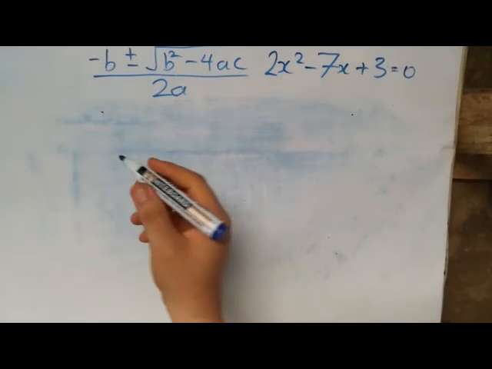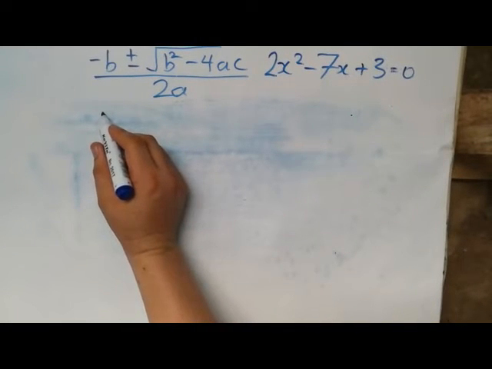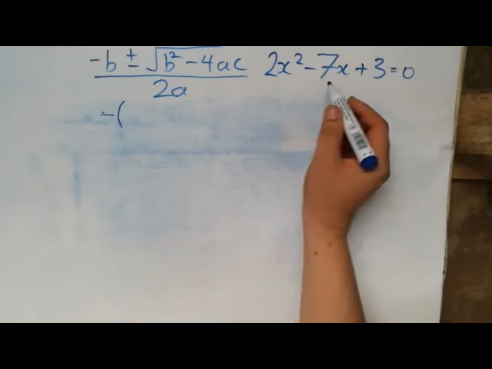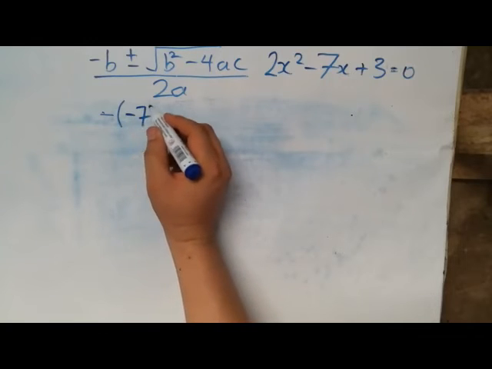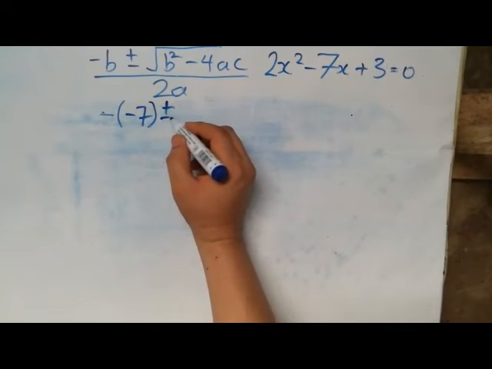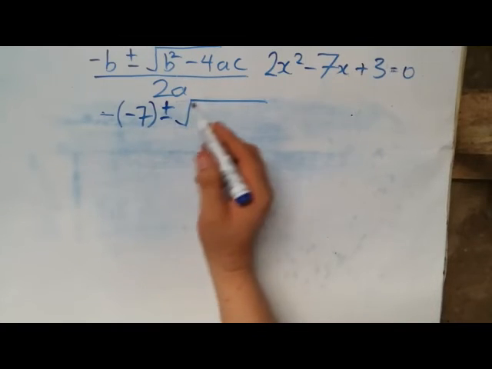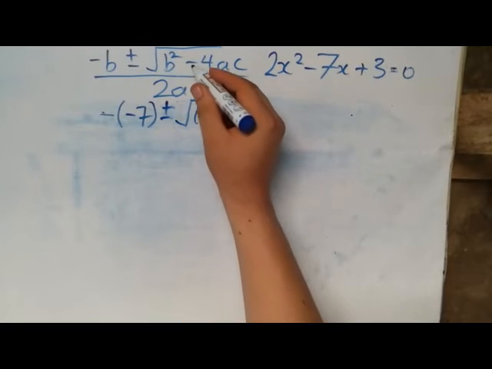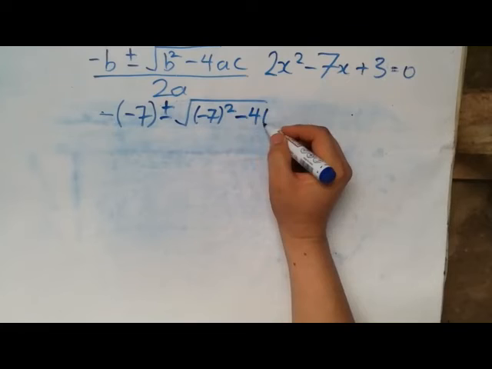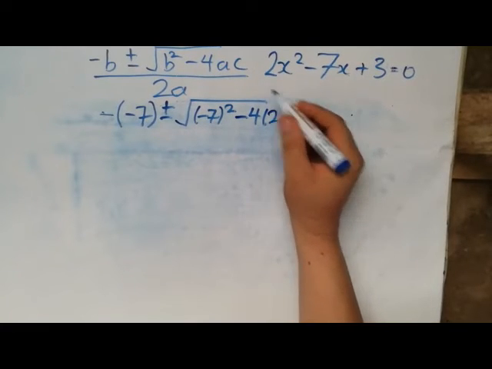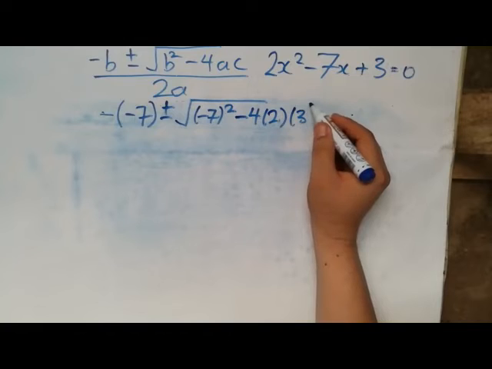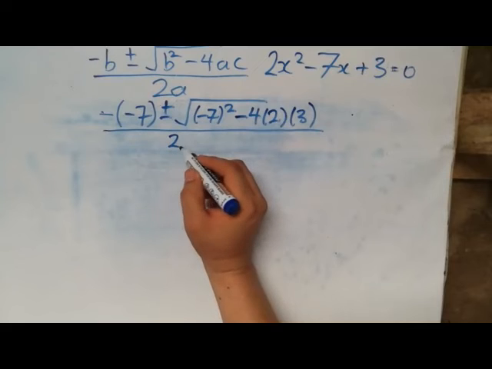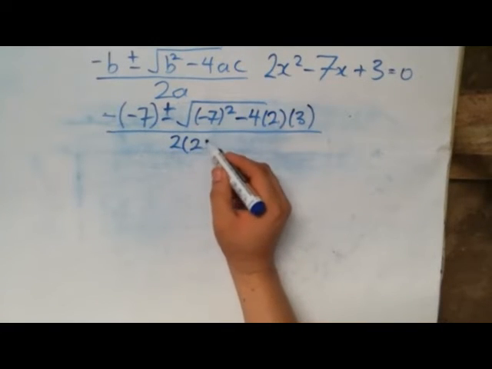So we just need to substitute these figures in the formula. We have our minus, we have our B, which is minus 7, we bring down our plus and minus, we open our square root, our B squared is minus 7 squared, we bring down our minus, we have our 4, our A is 2, and our C is plus 3, all over 2 into A. What is 2A? Our A is 2, so 2 times 2.